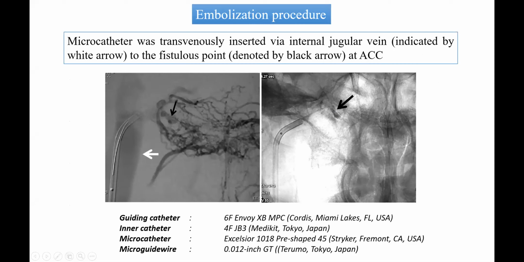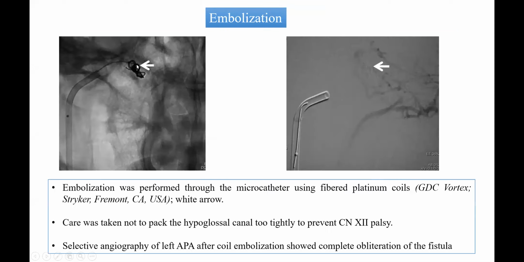So these are the devices used, and I don't want to go into the details of that. Coils were used, as I already showed in two papers. They have already shown coils to be much more effective. So the coils were used to obliterate this fistula point here. After embolization, we can see the angiography doesn't show the fistula here. So it is completely obliterated.